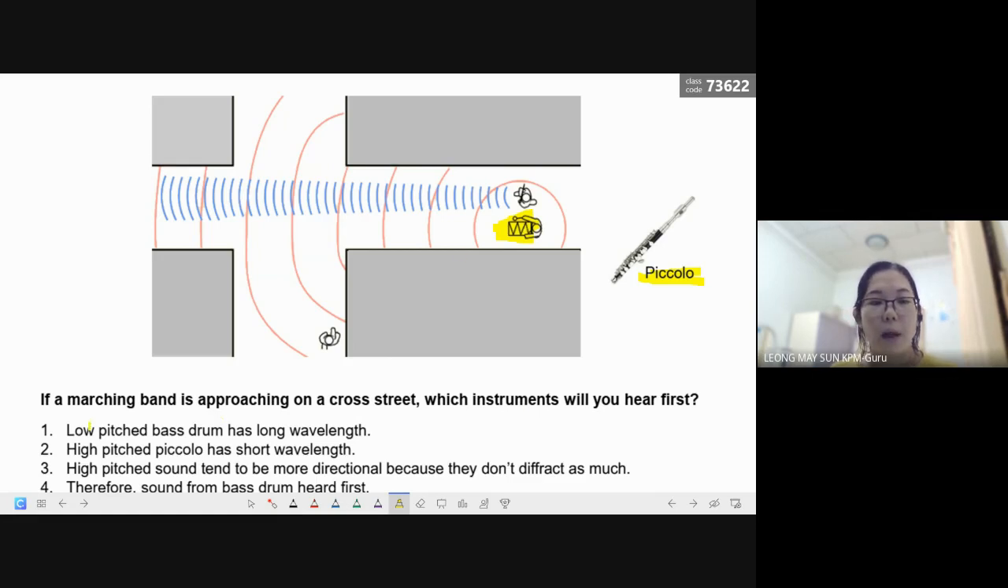Now, the bass of the drum is actually low pitch. You'll have to write this down because the sound wave subtopic has been taken out from your syllabus already. Now, in terms of sound wave, we always have high frequency.